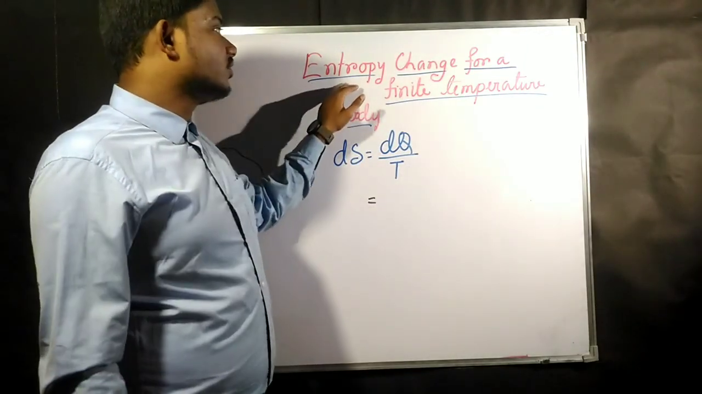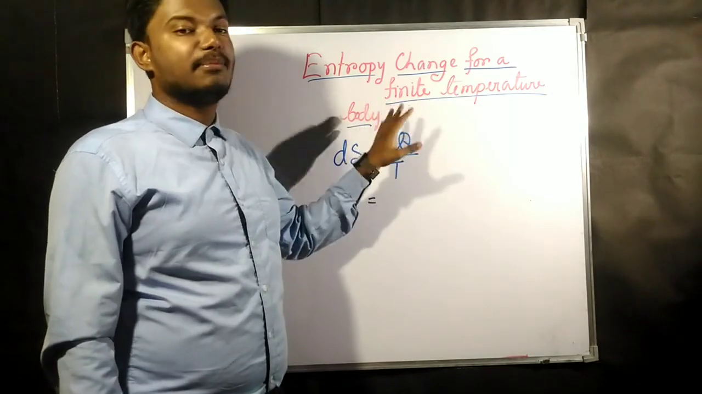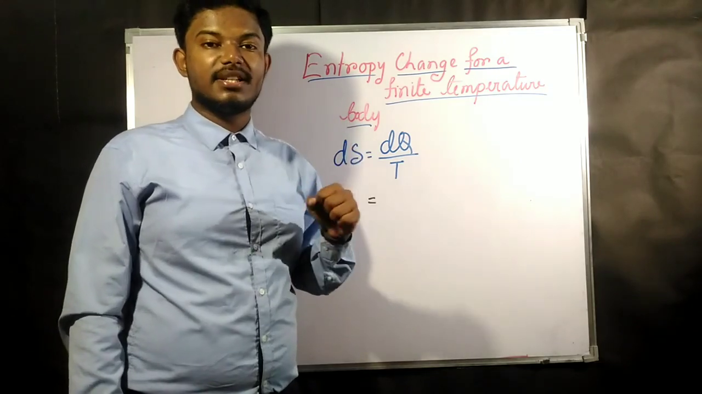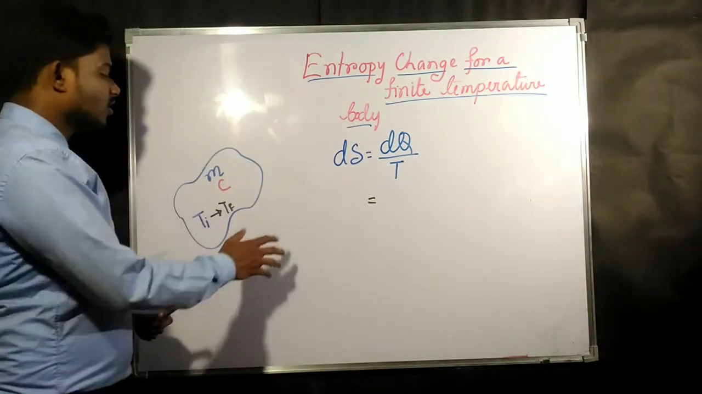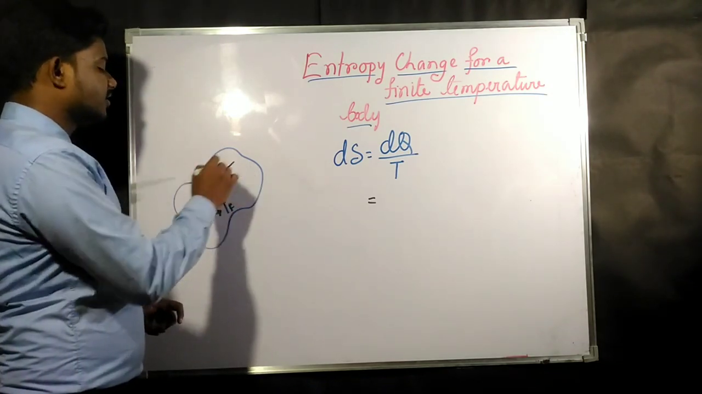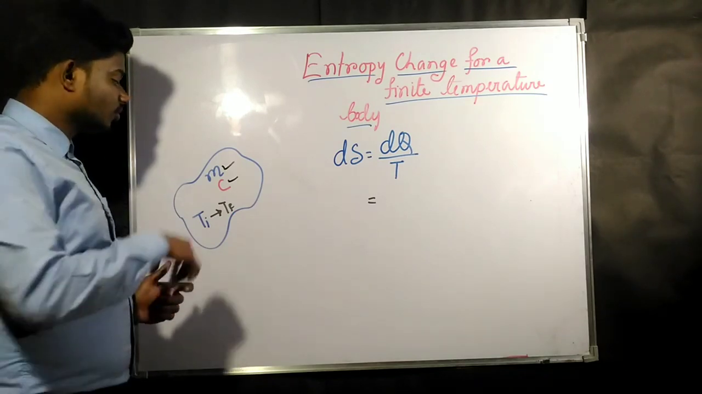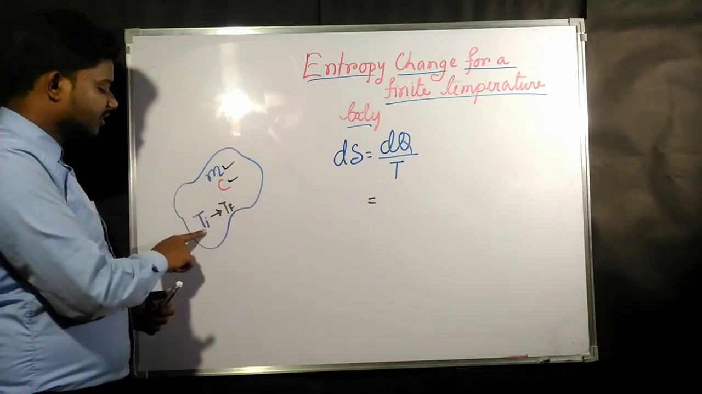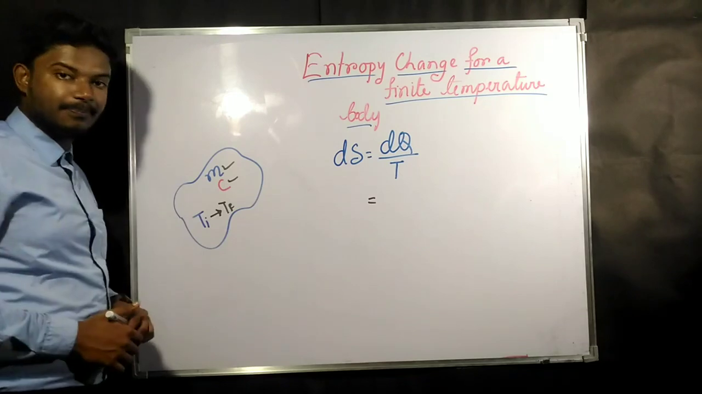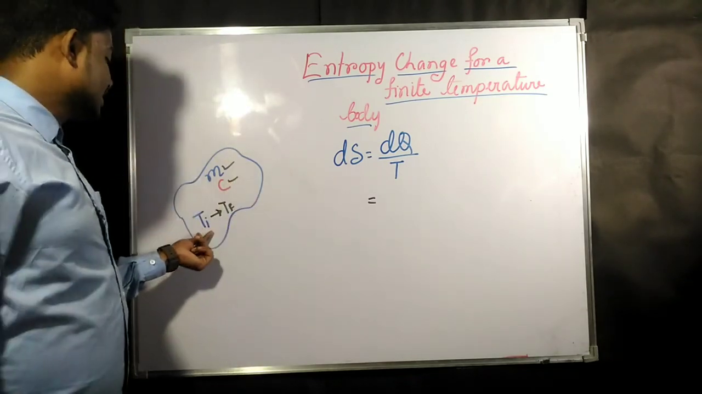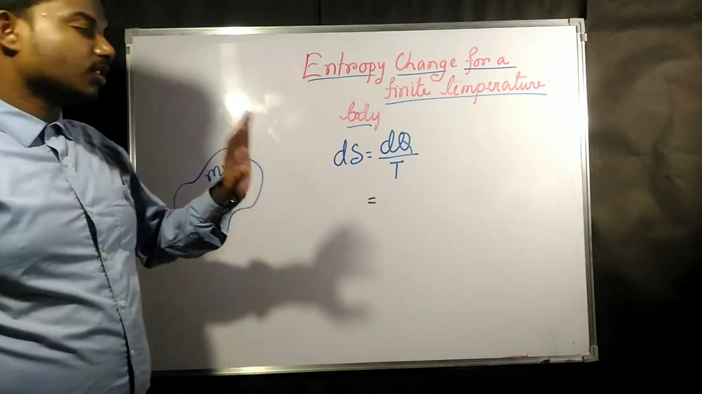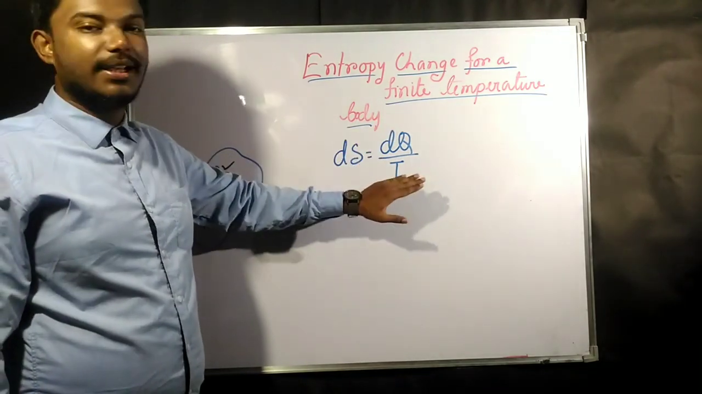Now we are going to see what the entropy change is for a finite temperature body, that means whenever a body goes through some finite temperature difference. First of all, let us consider that this is our body, with this mass and this specific heat given. Let us say that this body has an initial temperature of T initial, or Ti. Now for changing the temperature of this body from Ti to Tf, what is going to be the entropy change? We all know that entropy change is nothing but dQ by T.